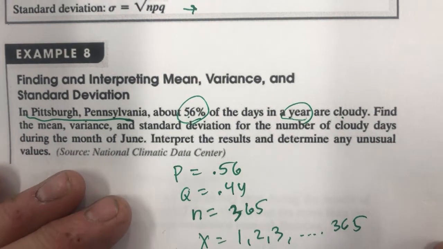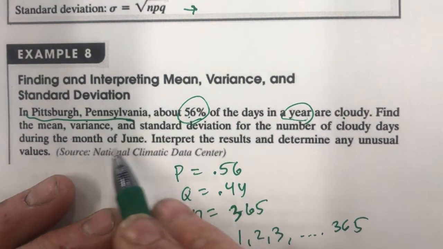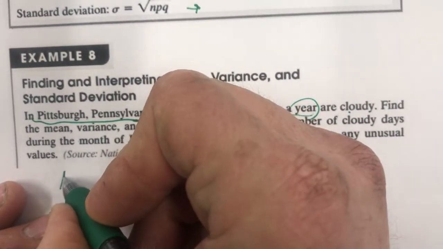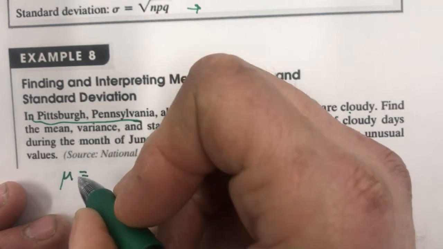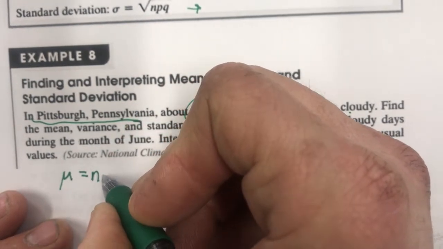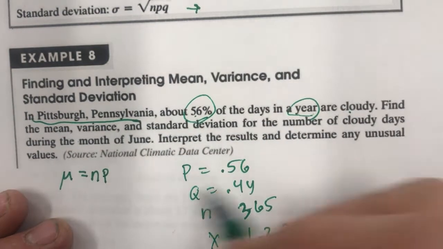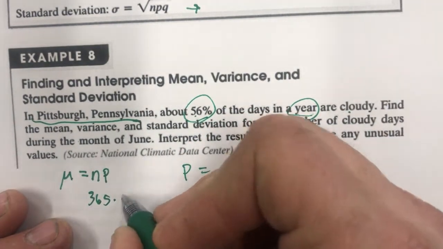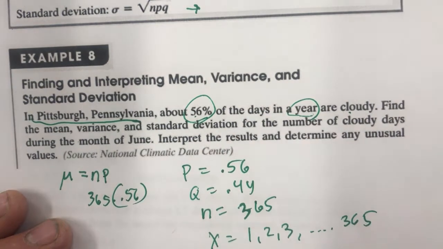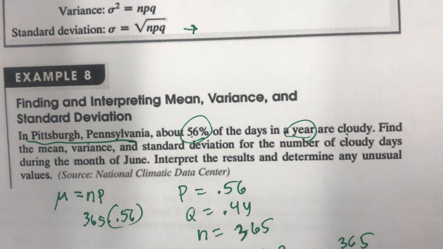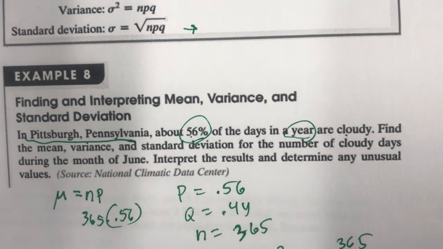All right. So it says find the mean, the variance, and the standard deviation. All right, the mean, we just talked about that. The mean, which is mu, that's going to be N times P. So N is 365, and P here is 0.56. So multiply those together. Okay. So, here we go.